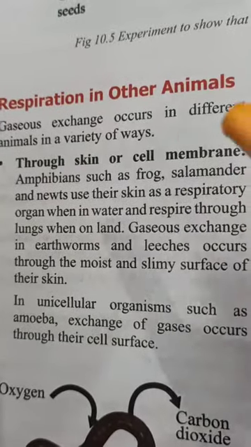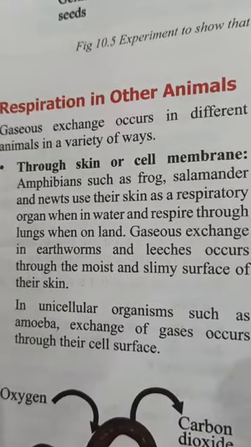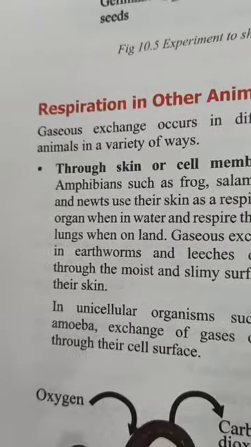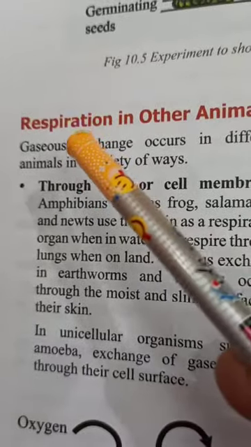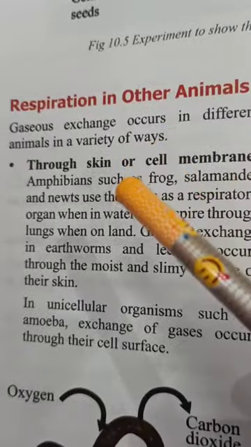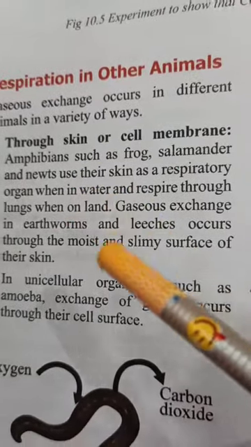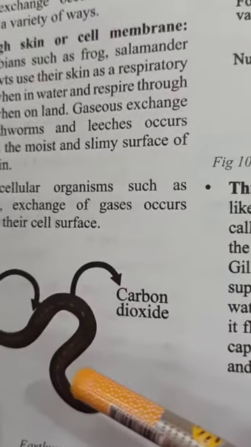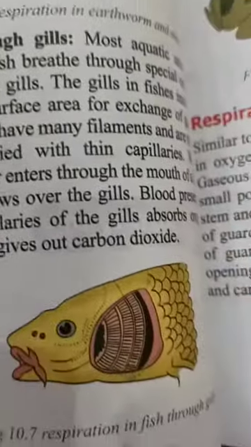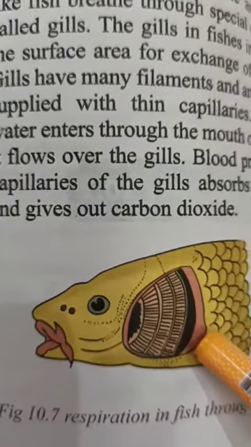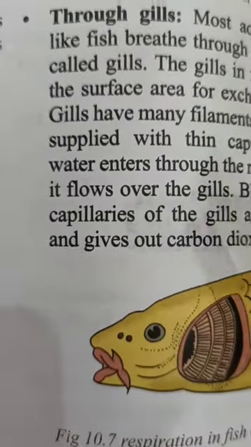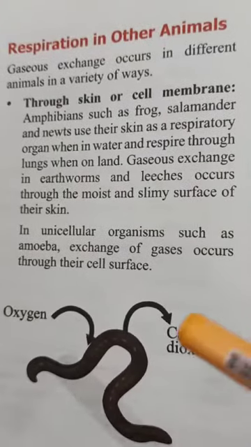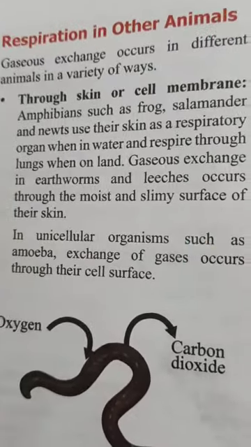Children, last time we studied about respiration in other animals. Mainly we studied the respiration of human beings, but under this topic we also studied various other animals like amoeba, earthworms, snails, and fish. These we studied last class about the respiration patterns of these organisms.